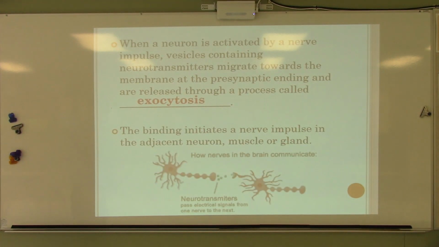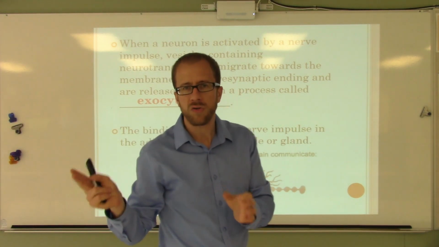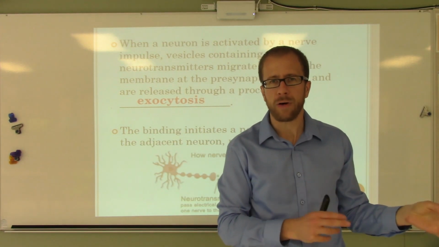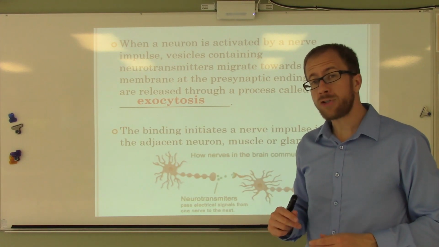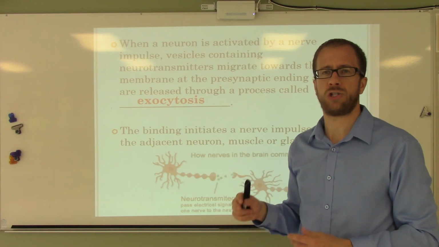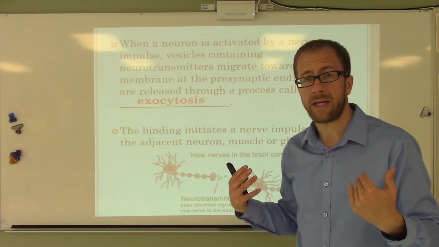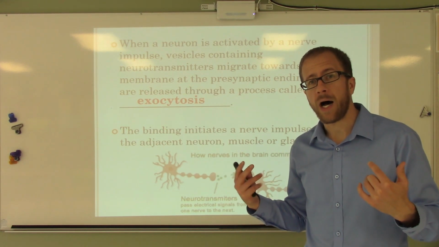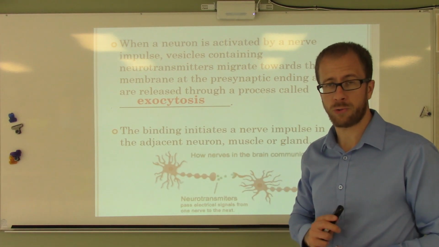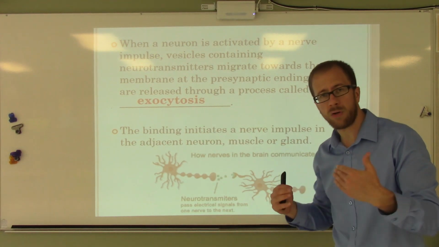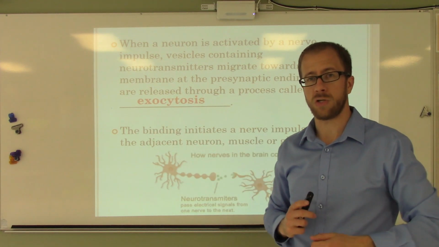Now, how does this actually happen, right? How does that electrochemical signal, when it gets to the end of your axon, cause neurotransmitters to be released? Well, there's actually voltage-gated calcium ion channels at the end of your axon, and those channels, when they open up and allow calcium to rush in, that causes the exocytosis of neurotransmitters. So once that electrochemical signal gets to the end of your axon, it promotes the exocytosis of those neurotransmitters.